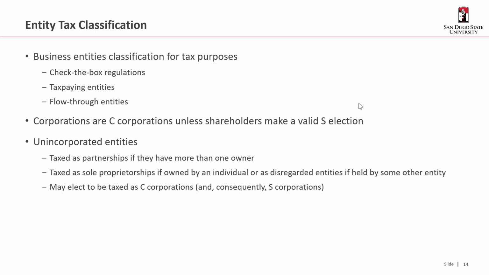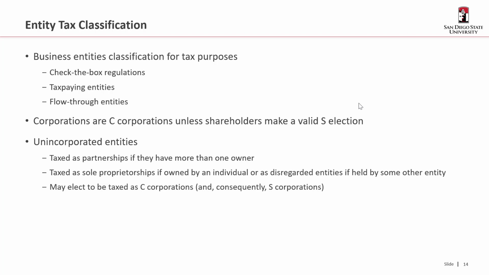If they only have one owner, then they're generally taxed as a sole proprietorship. And that's true even if it's set up as an LLC, right? Partnerships by definition are required to have more than one owner, but an LLC can have one owner. If that LLC is owned by one individual, then from a tax perspective, it's treated as a sole proprietorship, and it files a Schedule C.